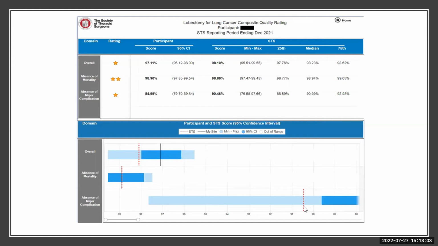So I know that's kind of a lot to digest, and hopefully I didn't confuse you even more, but that is how I kind of look at and digest the information. And that's how I've tried to explain it to my surgeons. And sometimes they get it and sometimes they don't. Okay, next slide.